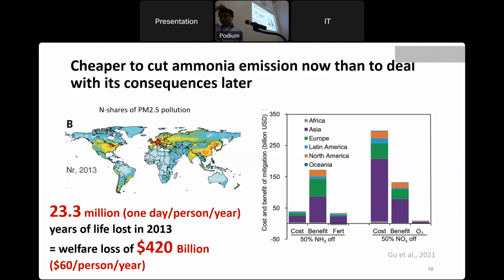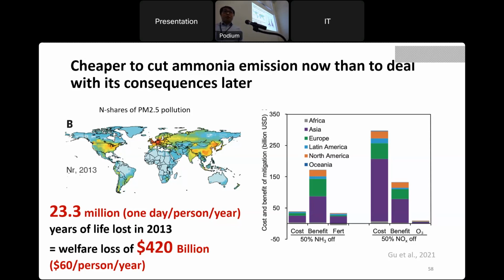Their solution, from an economic point of view, is to cut the emissions due to ammonia application in agricultural production by half, 50%. They argue that if we do that right now, the benefit is over 150 billion, but the cost is only about 50 billion.